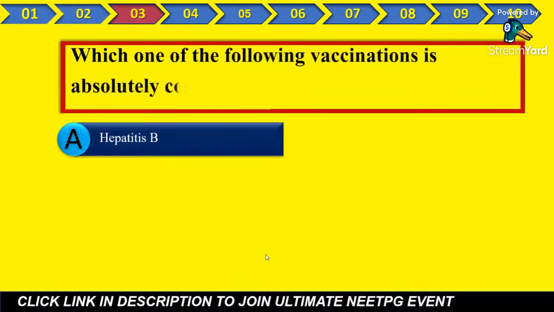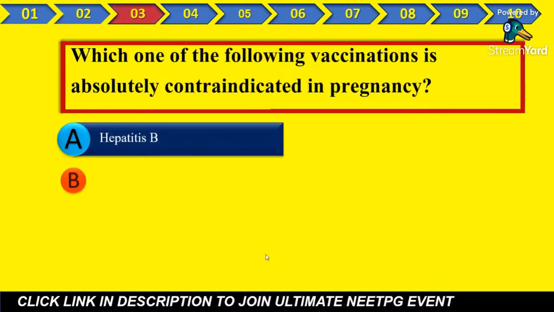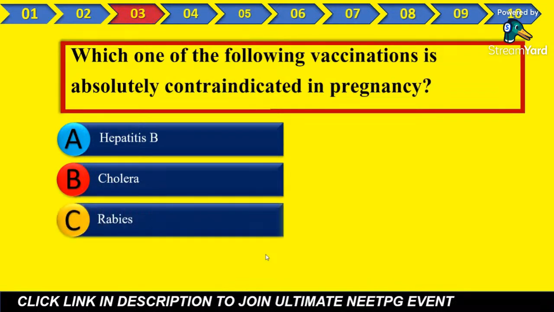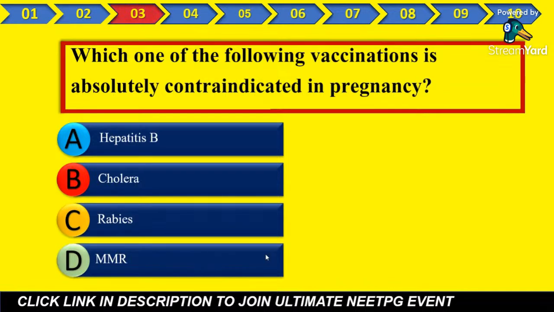Which one of the following vaccinations is absolutely contraindicated in pregnancy? A. Hepatitis B. B. Cholera. C. Rabies. And D. MMR. Now, what do you think? Which vaccines are contraindicated in pregnancy? Can anybody type in the chat box, please? What vaccines are contraindicated in pregnancy?